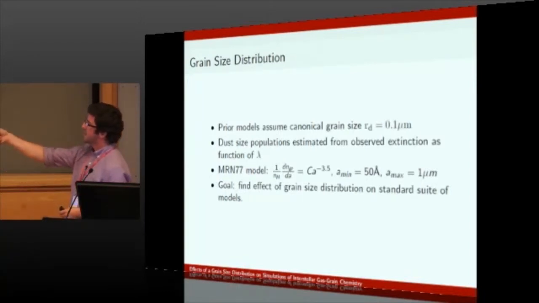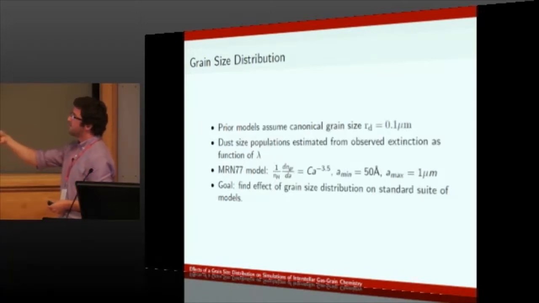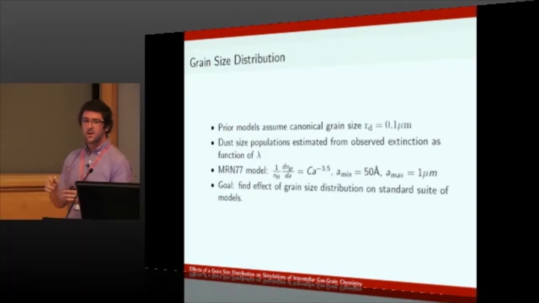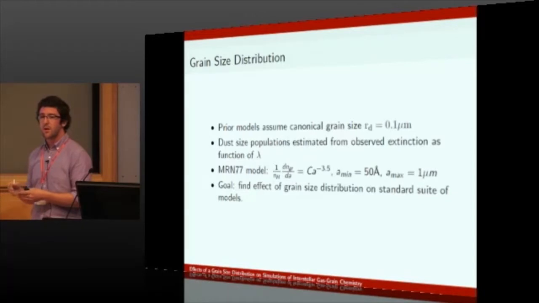And his model just uses a power law for the distribution of how many grains you expect for a given size. Here, a is the radius, so the number of grains per given radius goes as the radius to the minus 3.5. What this tells you is that if you were to plot the total amount of cross-sectional area for a given size of grain, the total cross-sectional area goes up as you go to smaller grains.